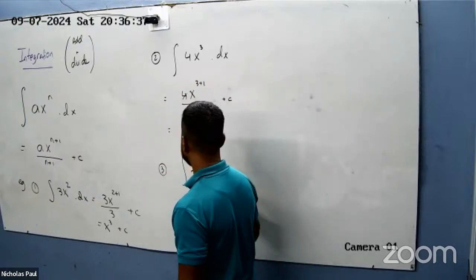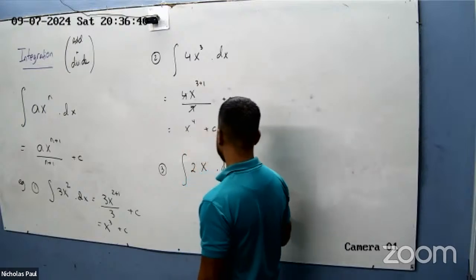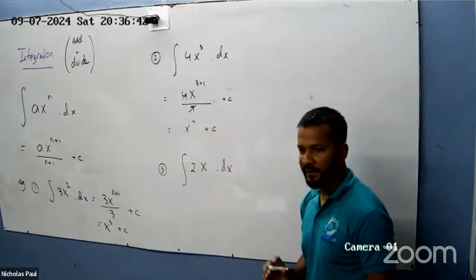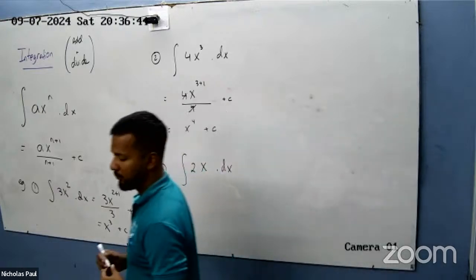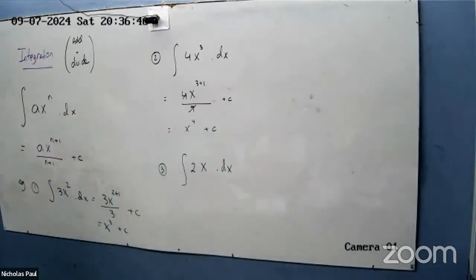Try this one here. 2x dx. Take your time with this one. It's not tricky, eh? You just remember something. Integral of 2x.